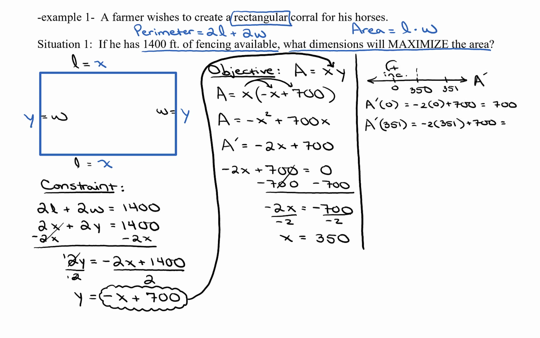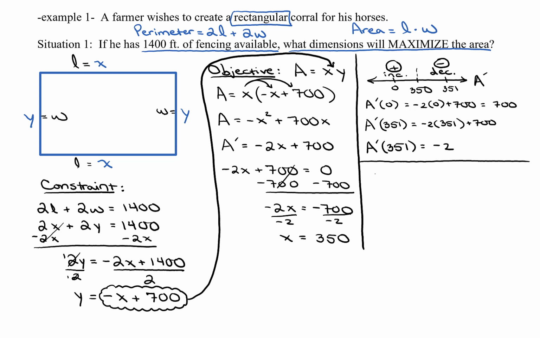So now I'm going to go ahead and write here, A prime of 351 is going to be equal to negative 2. Because it's negative, I'm going to draw a negative sign above the interval where the 351 was located. And right underneath that negative sign, I'm going to write DEC, which stands for decreasing. That means our original function of A is decreasing in this interval. Since we went from increasing to decreasing, this means that at X equal to 350, we are going to have a maximum.